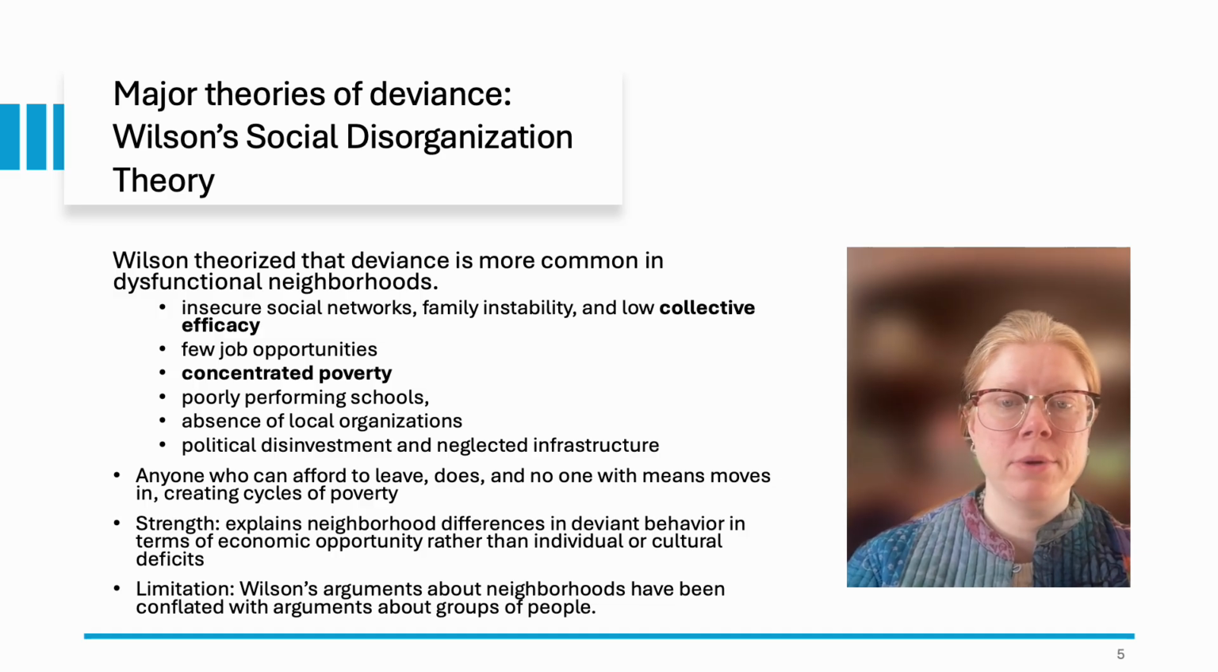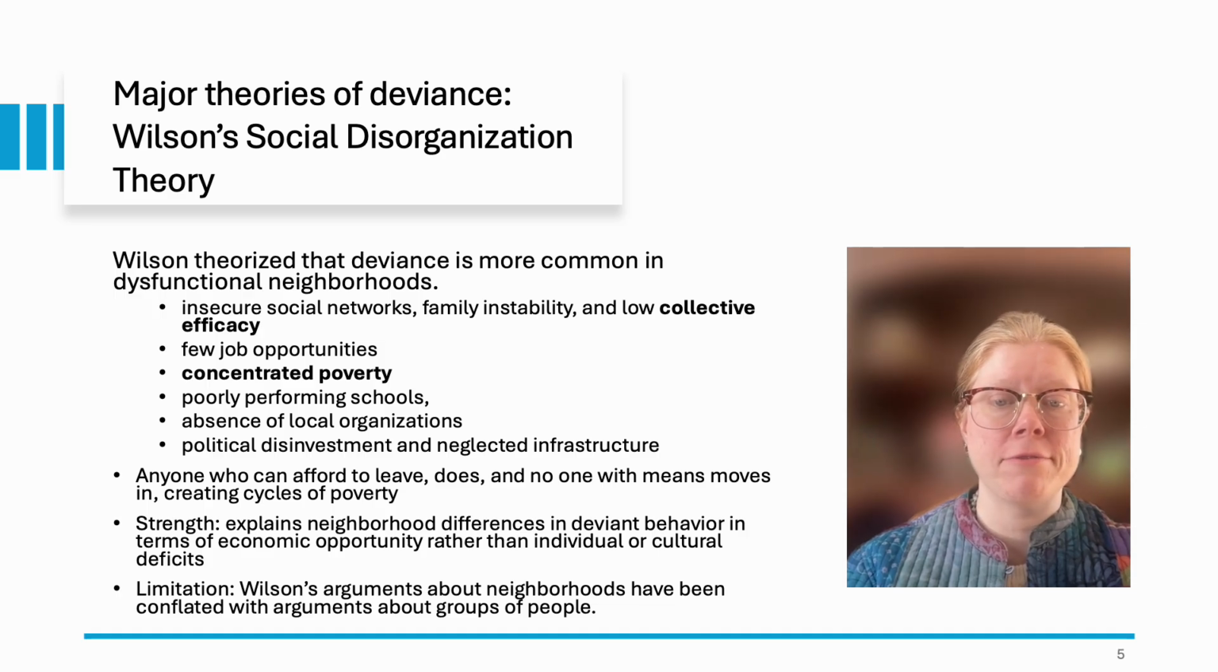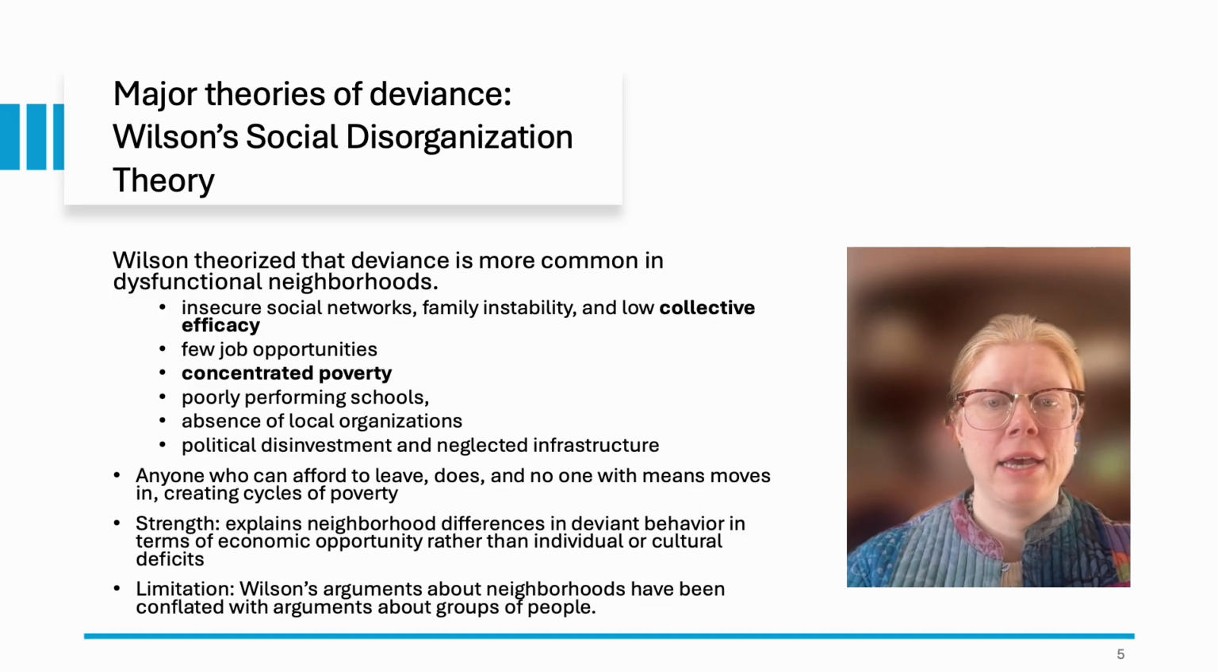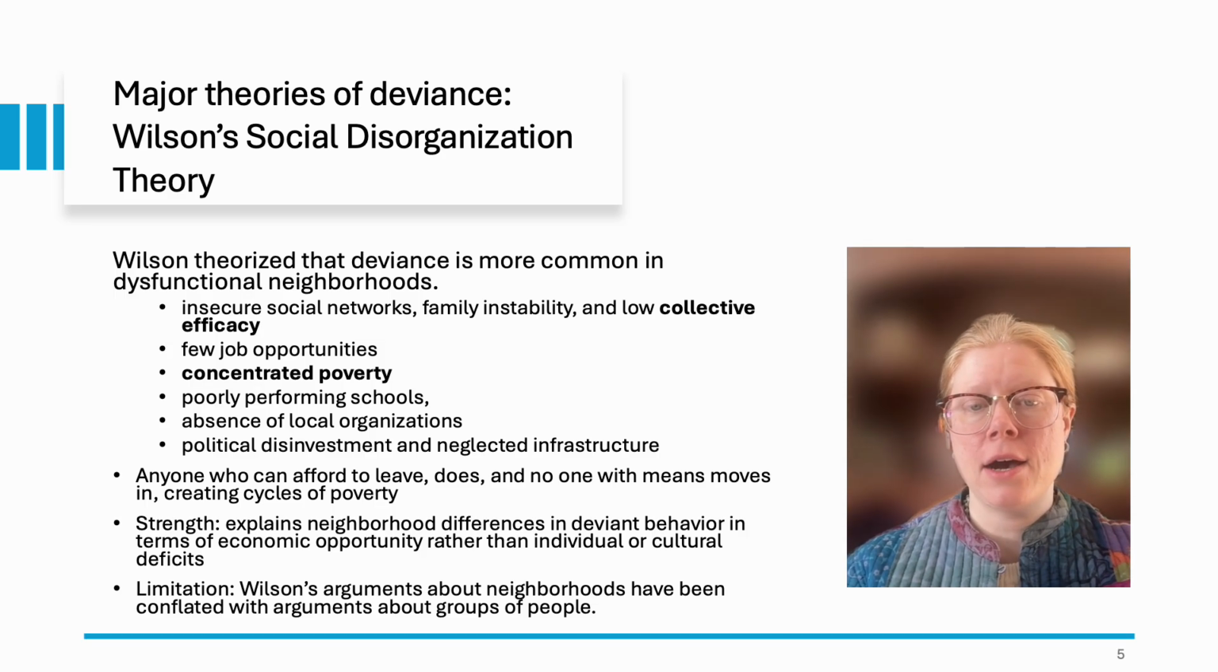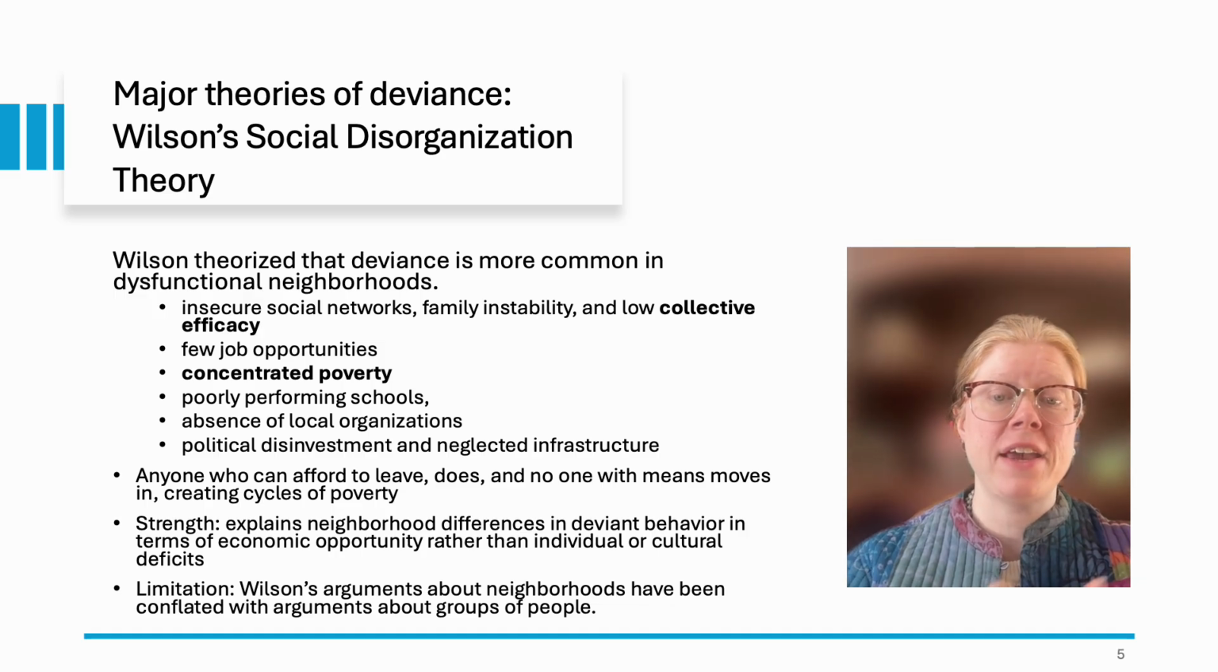Concentrated poverty, which Wilson defined as a situation in which 40% or more of the neighborhood lived below the poverty threshold. Poorly performing schools, because schools are funded by property taxes, absence of local organizations, and political disinvestment and neglect of infrastructure. Because if a population has a low tax base and is perceived to be less likely to organize and less likely to vote and less likely to have political wherewithal, then politicians may not be motivated to pass policy that's favorable to them.